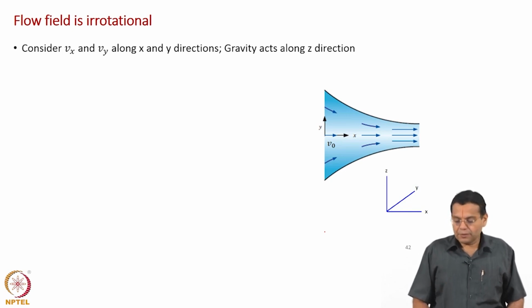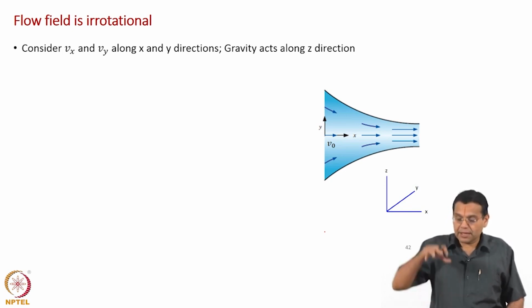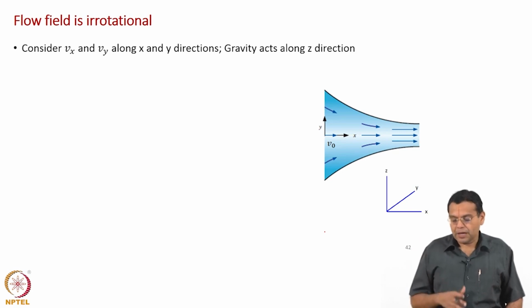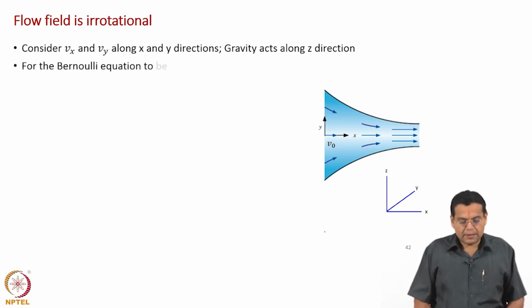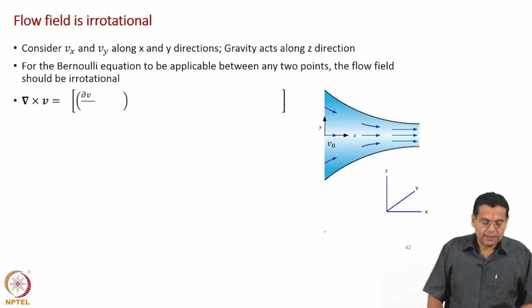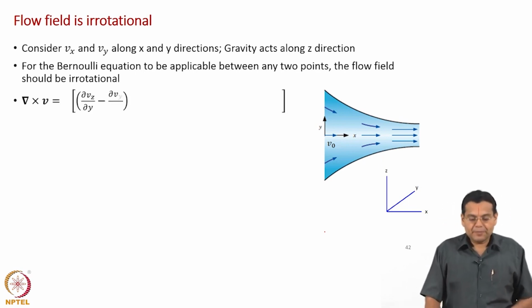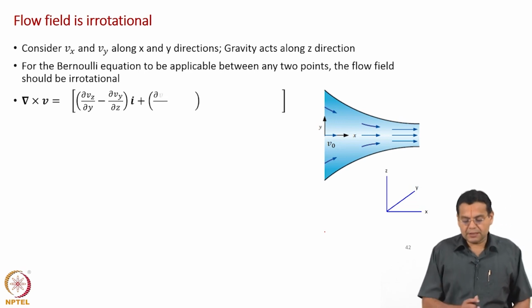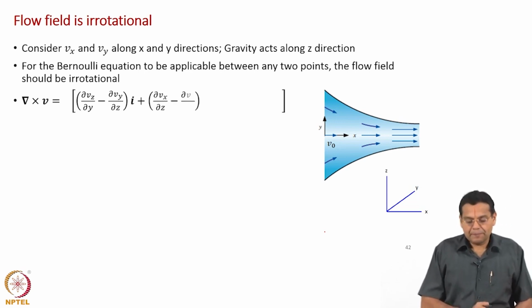Now, we will consider this as something like a top view, and flow in the xy plane, and gravity acts along the z direction. Now for the Bernoulli equation to be applicable between any two points, the flow field should be irrotational. We have seen that, which means that this del cross V vector, which I expressed as shown here, has to be proved to be 0.